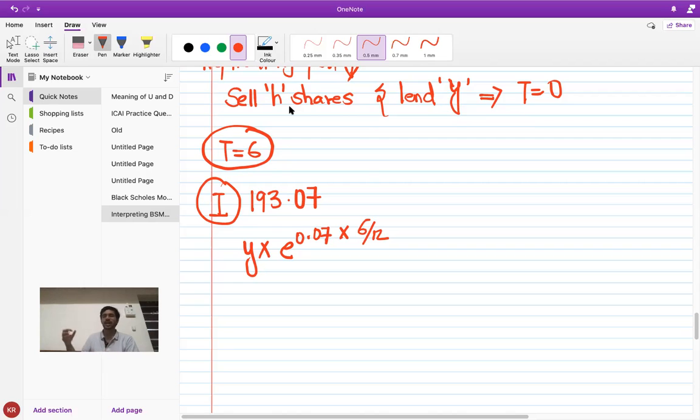Now at t equal to 6, I need to buy shares from the market and return those shares back to the lender. If I have to buy shares from the market, each share costs me 193.07. But I don't have to buy one share, I have to buy H shares. So for me, the cash outflow at t equal to 6 is going to be 193.07 into H, because one share is worth 193.07, and I don't want one share, I need H shares. So the cash outflow for me is going to be 193.07 H. I've denoted cash outflow as negative and cash inflow as positive.